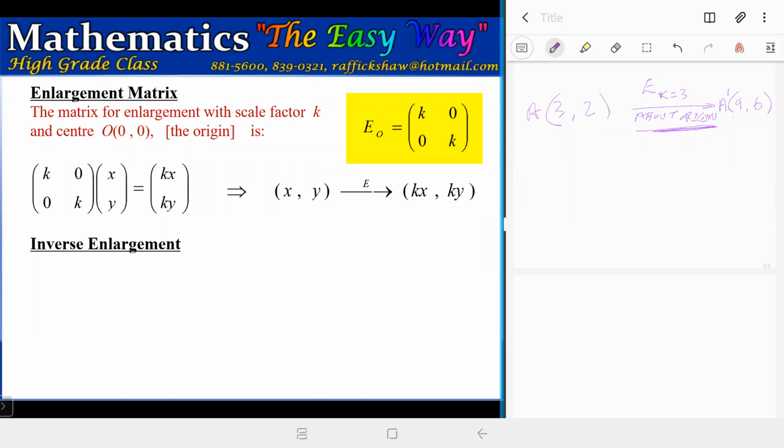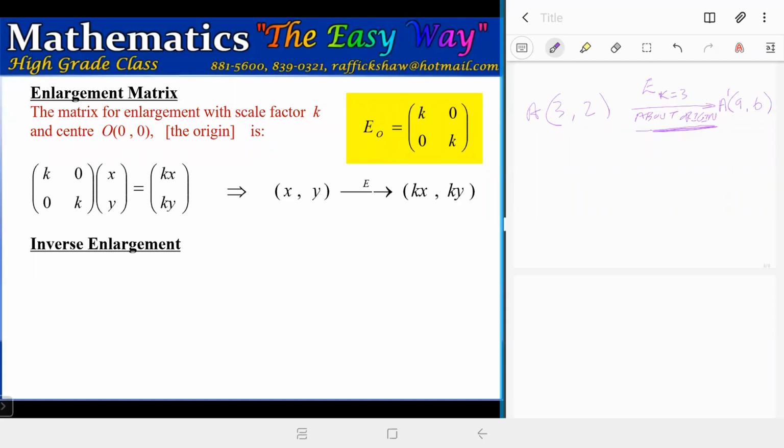Not negative. If I do something, I have to half it back to where it was. If the scale factor was 2, half it back. So the inverse of an enlargement of scale factor 2 is an enlargement of scale factor half. The inverse of an enlargement of scale factor 3, you have to take back a third. And if my enlargement was a scale factor half, I have to double it back, so I have to apply a scale factor of 2.